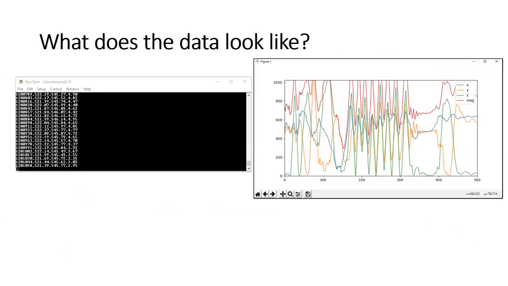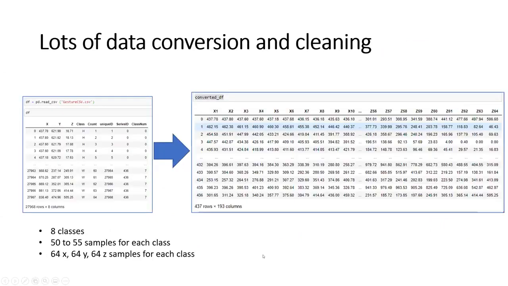So what does the data look like? Essentially, as I said, I'm capturing the data from this IMU and sending it to my computer. On the left side, you see what the data looks like on this tool called Tera Term. You have a timestamp, the X value, the Y value, and the Z value. I only focused on the accelerometer, and this is what it looks like if I graph it. And I'd like to show you what it looks like in real life.